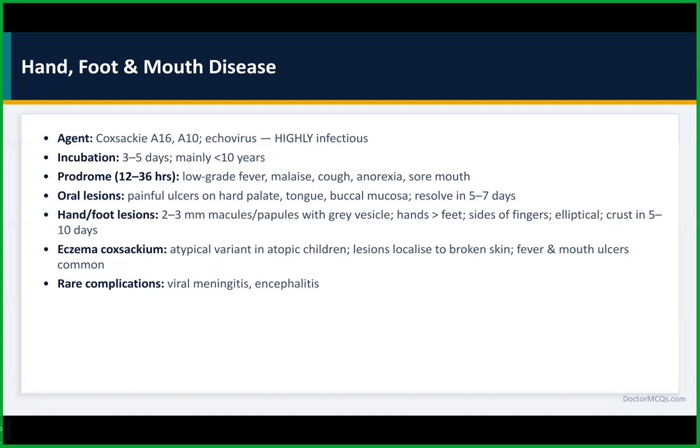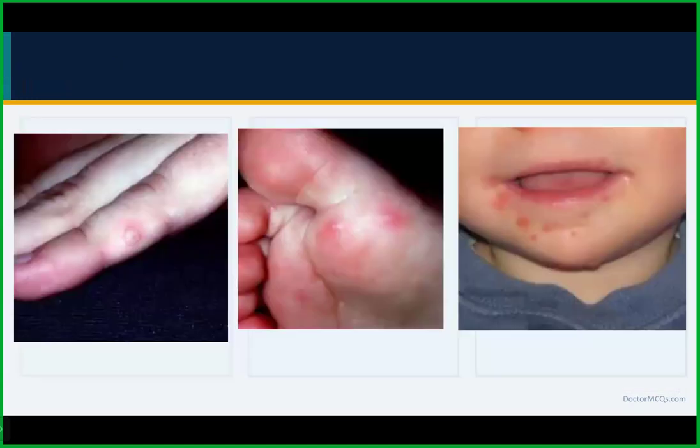And it's a rare complication. Again, it's a virus, so mostly complications are either meningitis, encephalitis, or in some cases pneumonia. So this is hand, foot, and mouth disease. This is how they are involved.